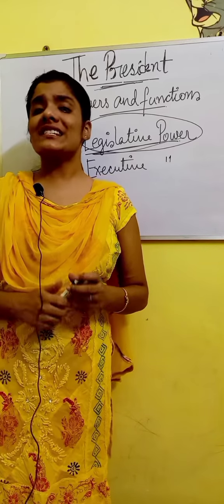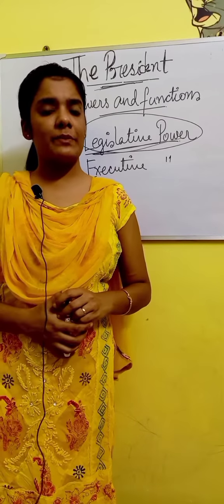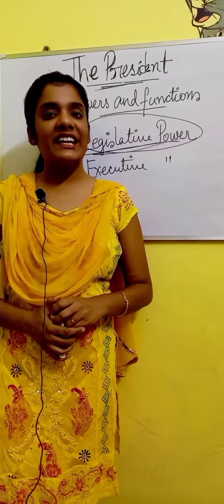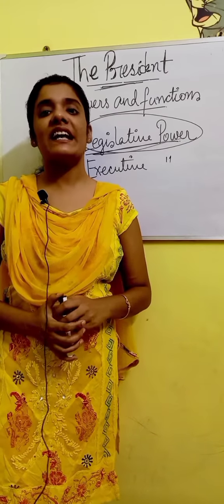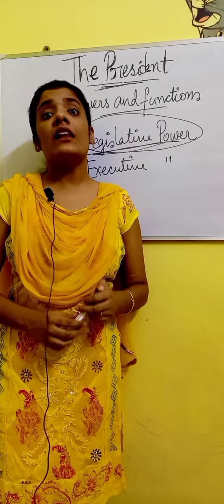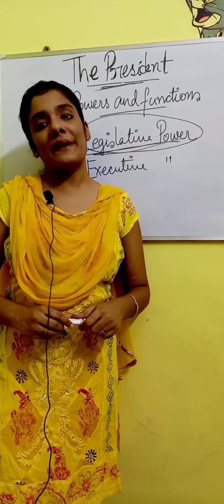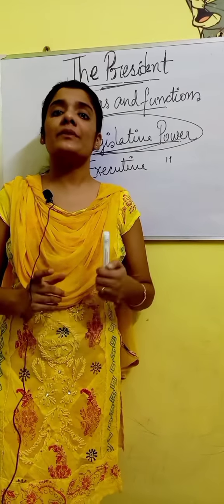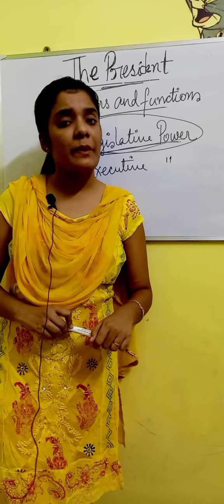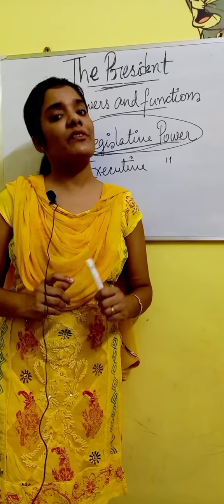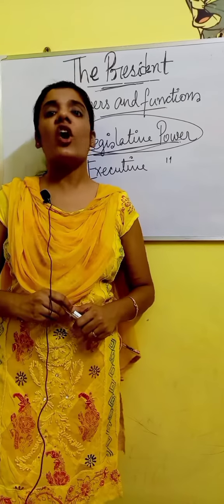Okay, what is the second legislative power that is enjoyed by the President? He has the power to dissolve the Lok Sabha. In case of an emergency, the President has the power to dissolve the Lok Sabha. And a bill also has to go through the President before becoming an act. Okay, after a bill is passed by both the houses of the Parliament, the bill goes to the President and it becomes an act only after the President gives his signature or assent.